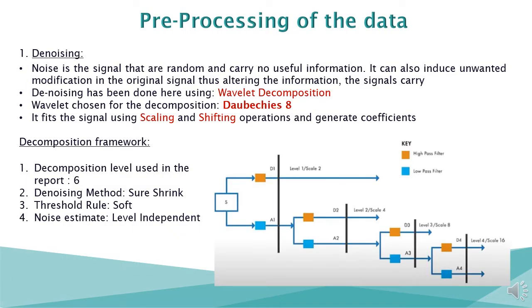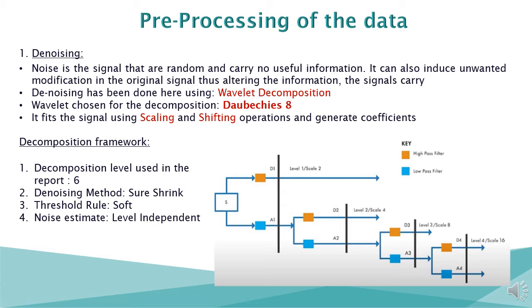After we received our dataset, the first process is the pre-processing of the data, which involves denoising. Here the denoising has been done using a wavelet decomposition method, and the wavelet used is Daubechies 8. It fits the data using scaling and shifting operations and generates coefficients. The decomposition framework can be understood as follows. A signal S is taken, it is first subjected to a special type of low pass and a high pass filter to yield low pass and high pass filter bands at level 1. The low pass filtered signal is again subjected to a low pass and a high pass filter at level 2, and this process goes on until the specified decomposition level is reached.